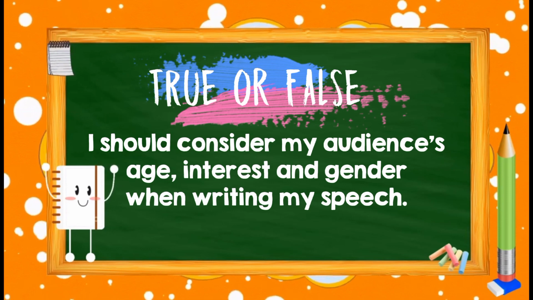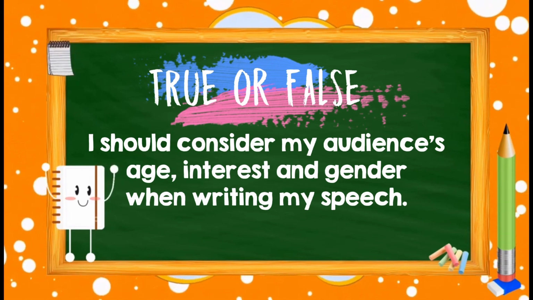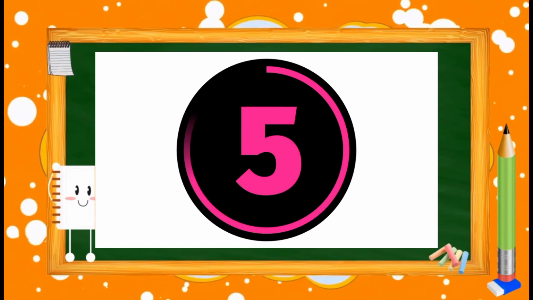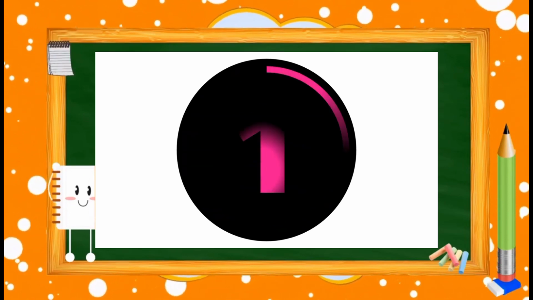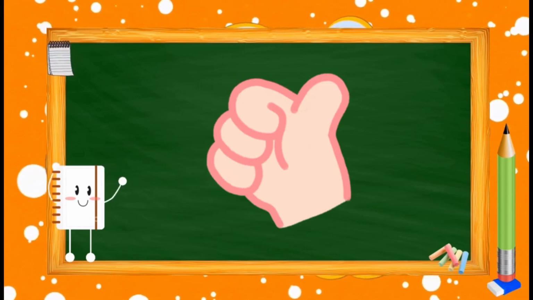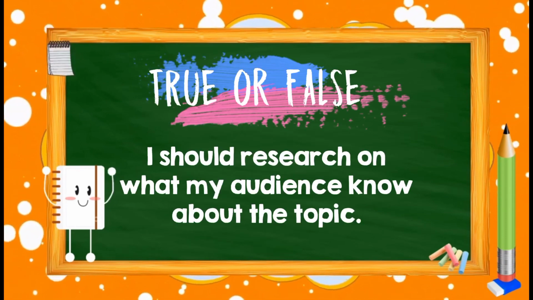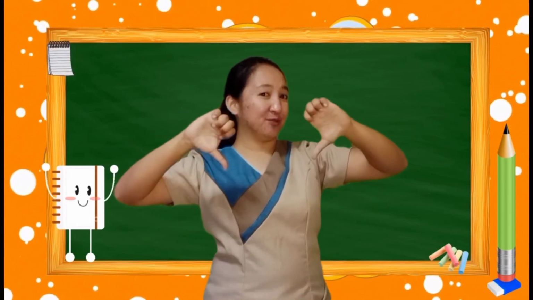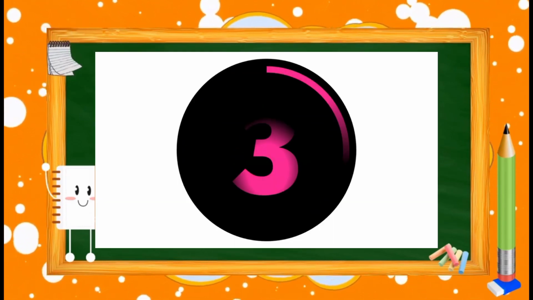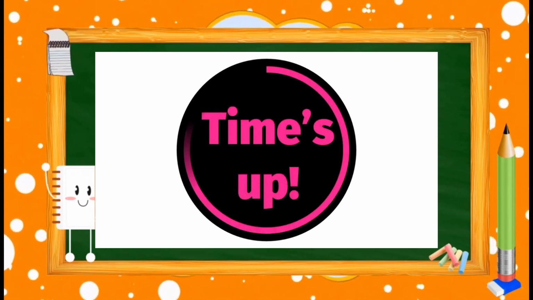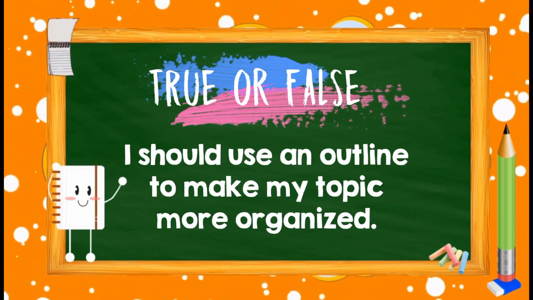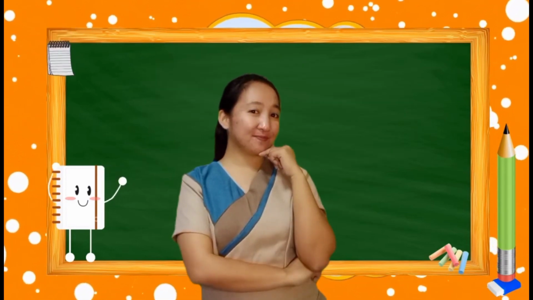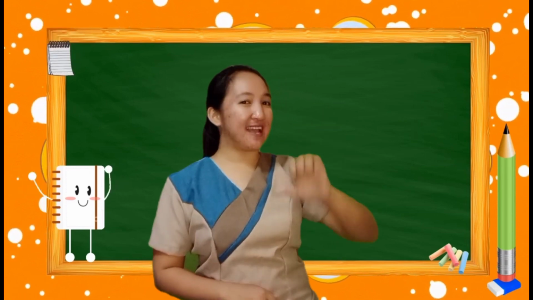I should consider my audience's age, interest, and gender when writing my speech. Is it a thumbs up or thumbs down? The statement is true. I should research on what my audience know about the topic. Thumbs up or down? The statement is true. I should use an outline to make my topic more organized. What do you think? Is it thumbs up or thumbs down?